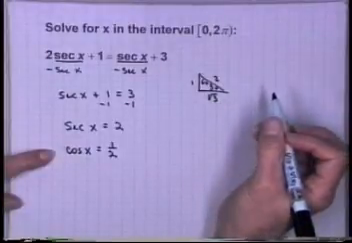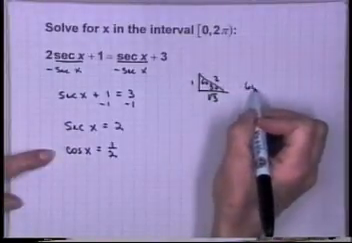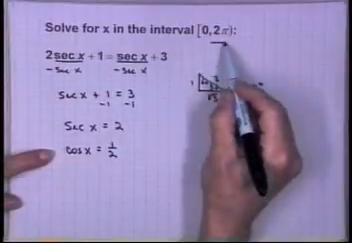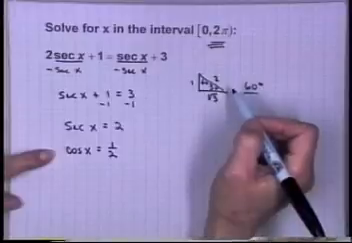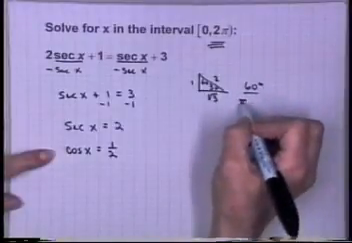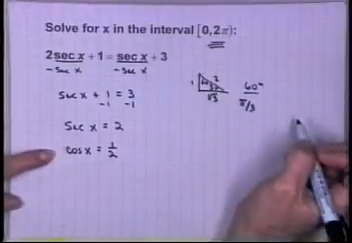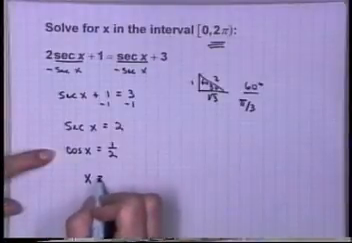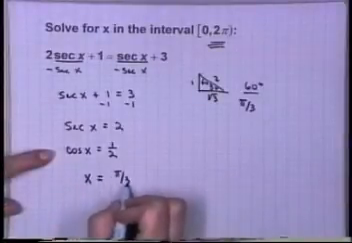Which one of those has a cosine of 1/2? It's the 60 degree that has a cosine of 1/2, isn't it? But notice I want my answer in radians, not in degrees. 60 degrees is the same thing as pi over 3, isn't it? So I'm going to say x is pi over 3.